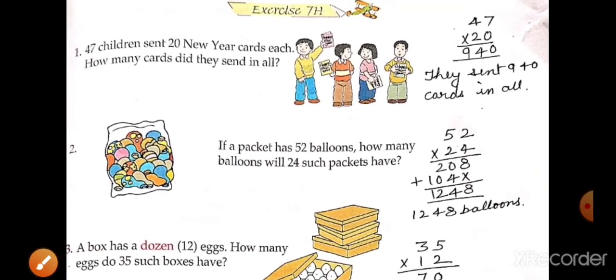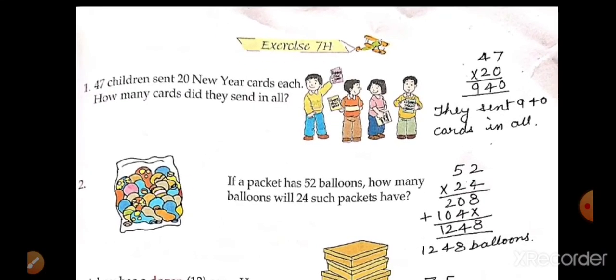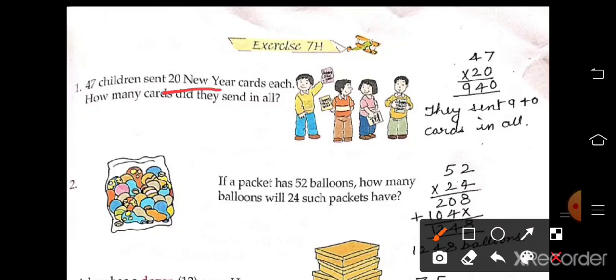Now exercise 7H, story sums are here. Question number 1, 47 children sent 20 New Year cards each. How many cards did they send in all? 47 children, each gives 20 New Year cards to each other. So total how many? 47 multiply 20, total it is 940 cards in all.